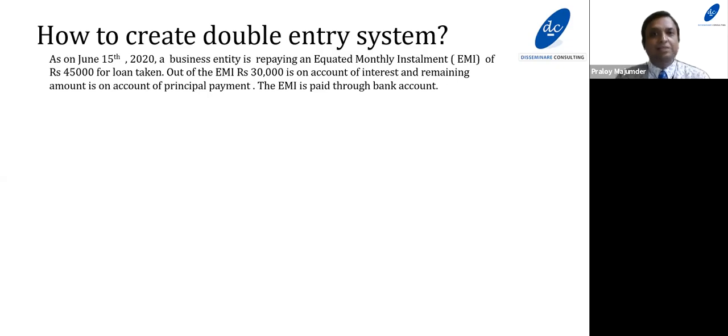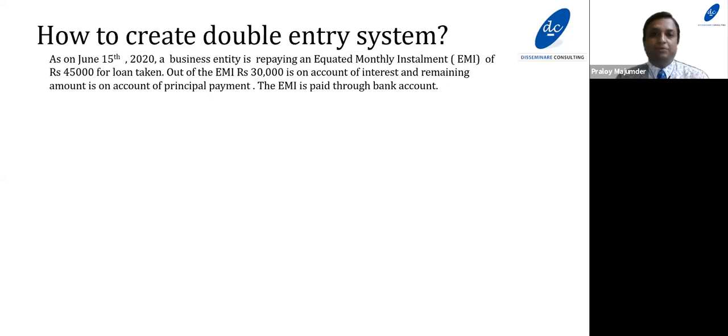Now in each EMI, there are two components. One is the principal component and another is the interest component. Say for example, out of 45,000, 30,000 is on account of interest and the remaining amount is on account of principal payment. The EMI is paid through the bank account.